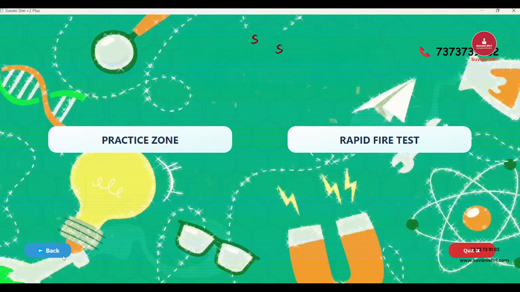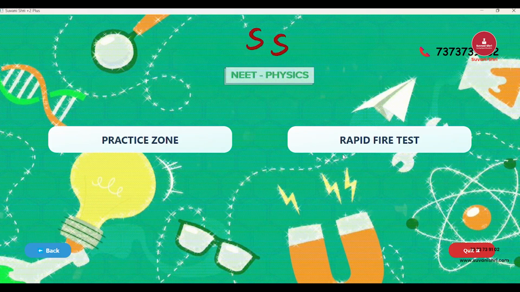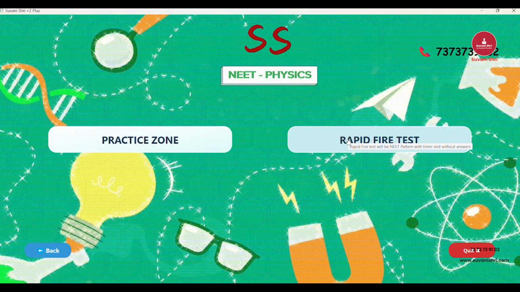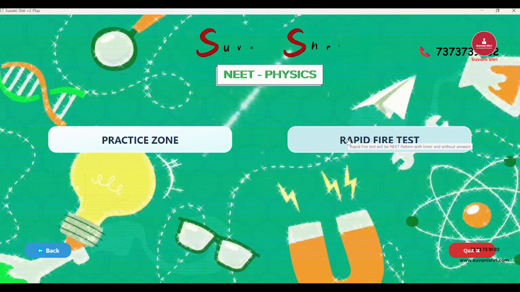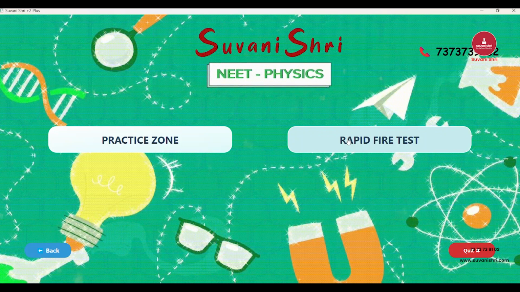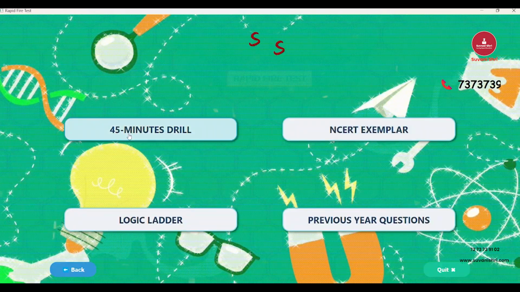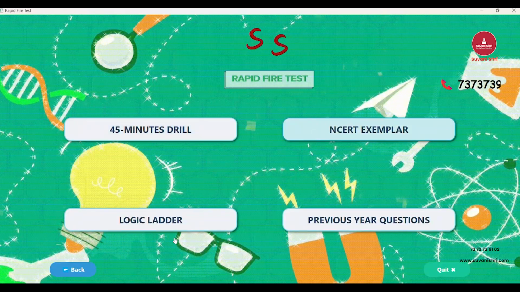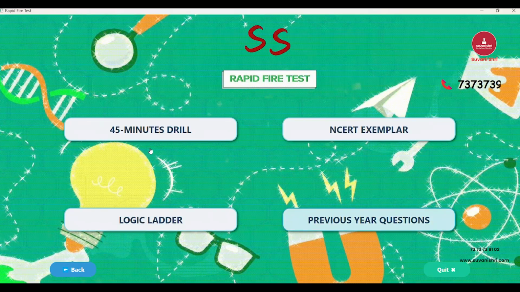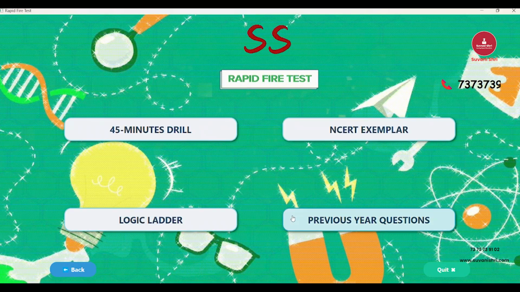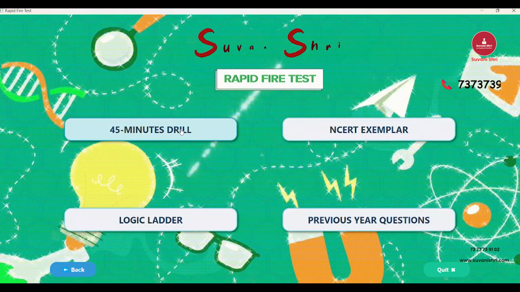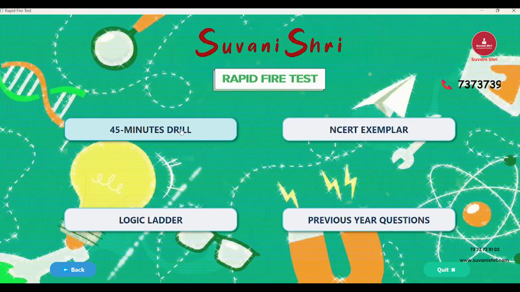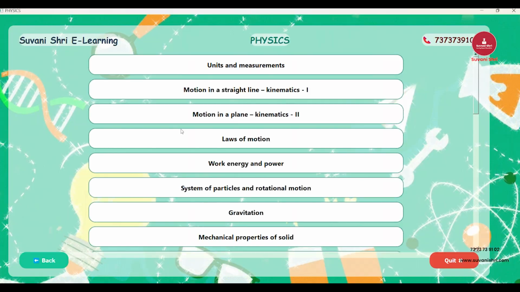The second learning zone is the rapid fire test. The rapid fire test gives you the same set of questions which you attended in the practice zone, but it is timed and is an exam-style learning method. Here we have the 45 minutes drill, NCERT exemplar plus logic ladder and the previous year question papers. All these 4 criteria will have the same pattern, but you will get a timer without answers, and at the end of the quiz you will have a self-evaluation.